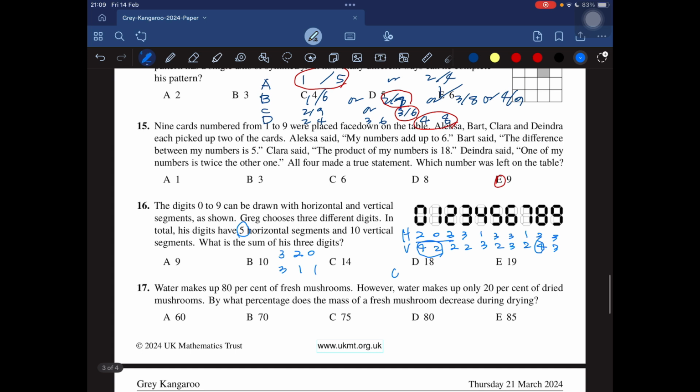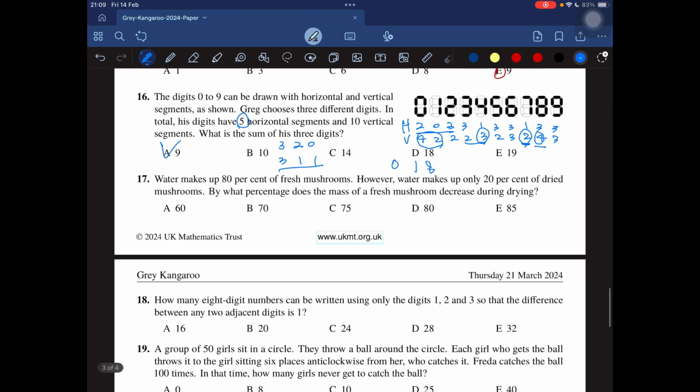So for example, 0, 1, 8, we can make it. Sum of 3 digits 9, but let's say 311. So 311. So we already have 5. So we need to have another 5, which we don't have. So only 9 is valid answer here.